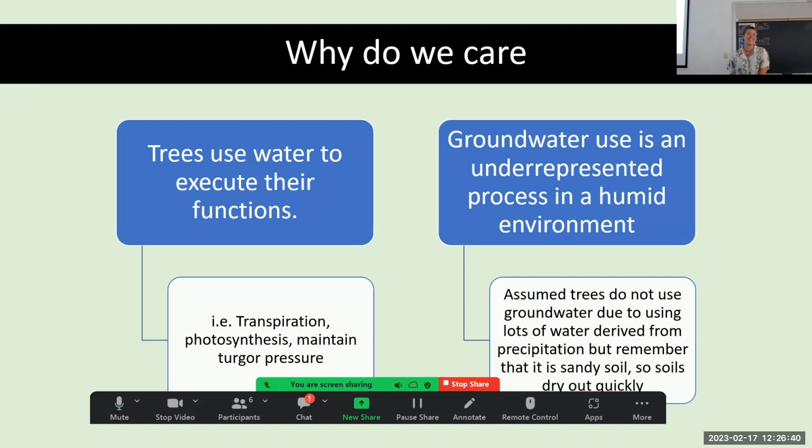Trees are using water to execute their functions, to transpire, to photosynthesize, and to maintain the turgor pressure in the leaves, so the leaves don't wilt. And then groundwater use is pretty underrepresented in a humid environment because it's largely assumed that because there's a lot of precipitation, the trees can just use the soil moisture from that. But remember that it's really sandy soil, so any water that enters the column is going to be draining really quickly.